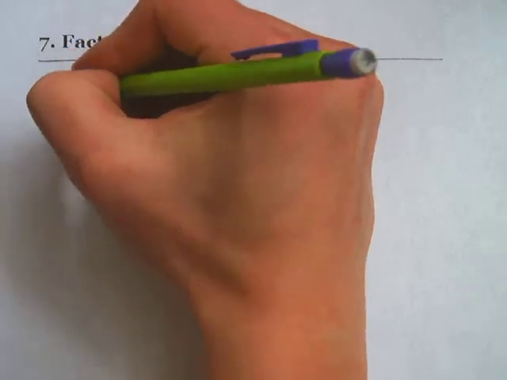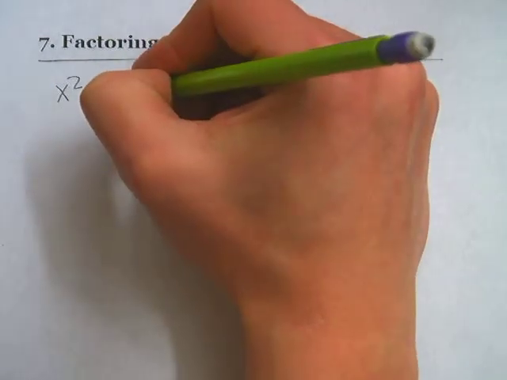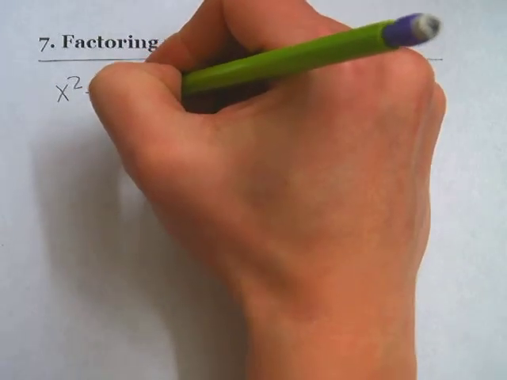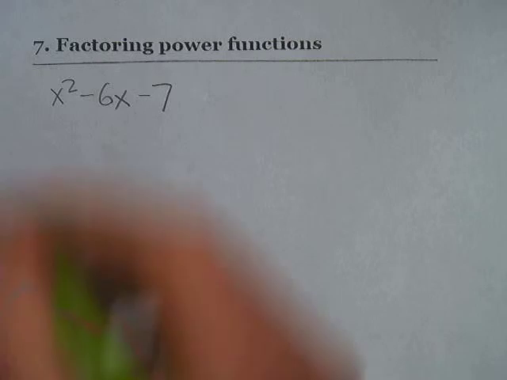If we have something like x squared minus 6x minus 7, and we want to factor this, there are many reasons we'd want to factor it, like to check for holes. Well, let's just factor it.